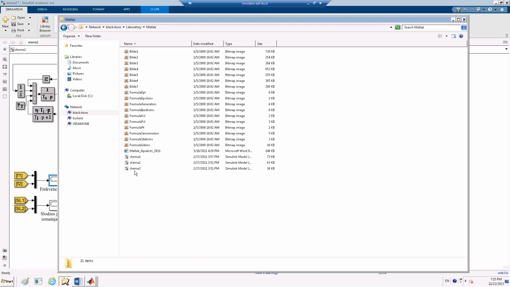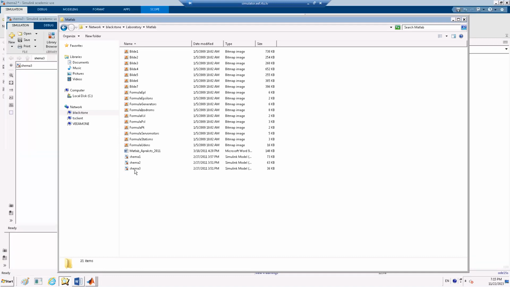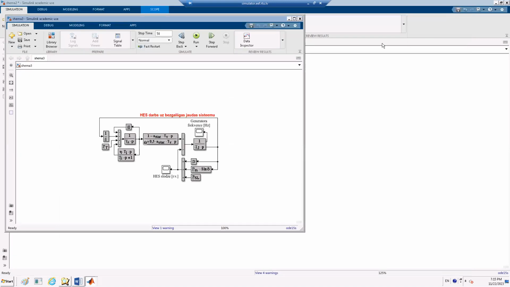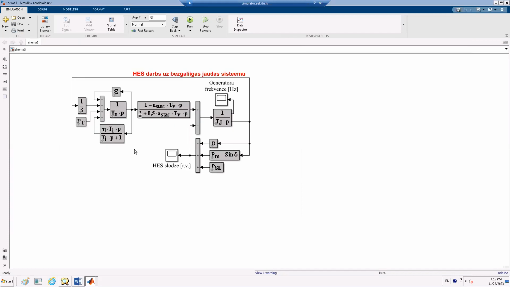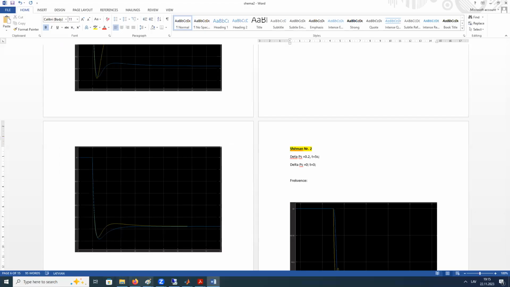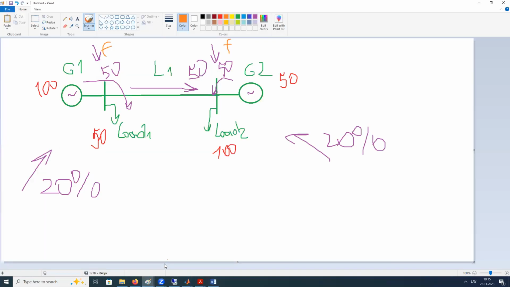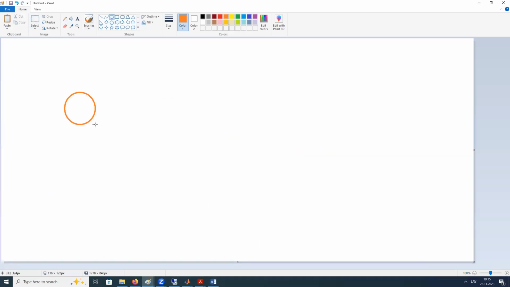Scheme number 3. The same as the first one, the only difference from the first scheme is that here you don't have a transmission line. Okay, I will paint where you go. So we have a generator, we have a transmission line and we have a load.